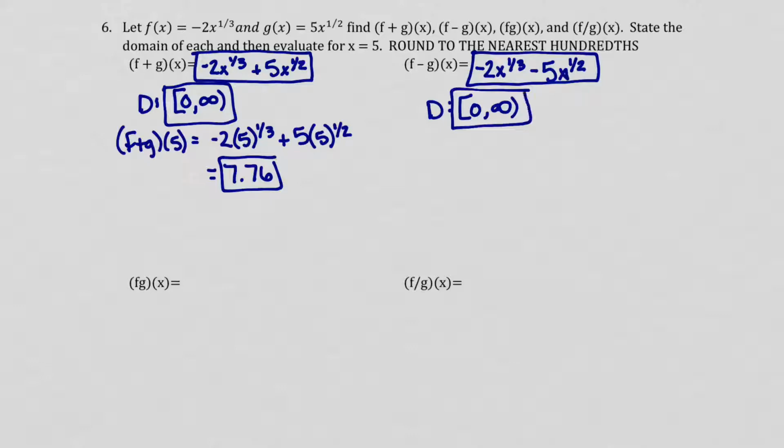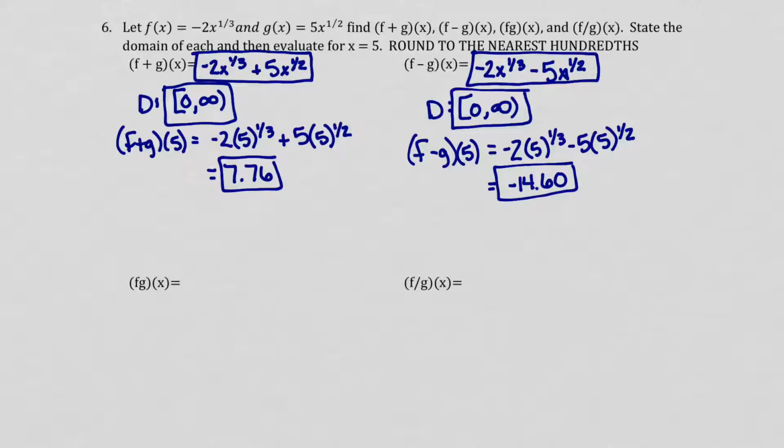If you were unsure about that, graph it in your calculator or on Desmos and check it out. And then this was f minus g. That's what I found up here. But it wants it when x is 5. So you plug in that 5 everywhere you had an x. And I just typed all that in my calculator, and I get negative 14.60. I do add that 0 there because it keeps going after that. I am stopping it at the hundredths place, which is what the problem asks for.